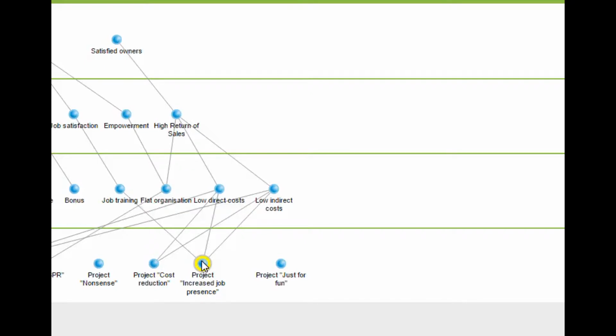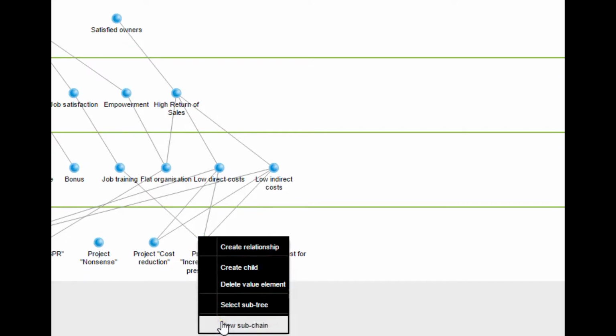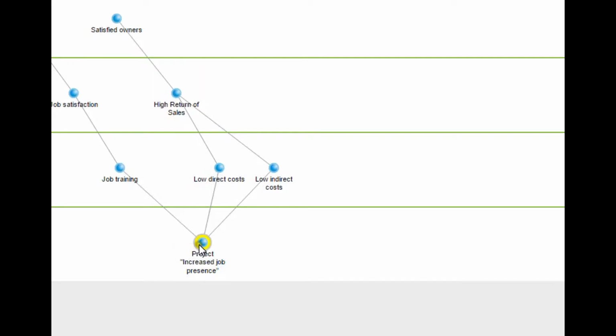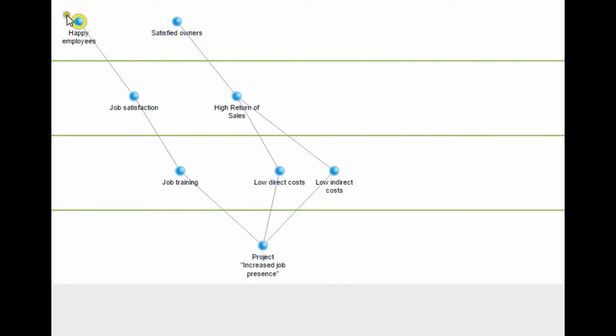Let us take a closer look at project increased job presence, because that's a project that we'll continue working with to actually come up with project deliverables. And if I look at how the connections are to this project and the levels above, I can select View Subchain. And I see that this is an important project because it has connection both to the top level objective happy employees as well as a top level objective satisfied owners.